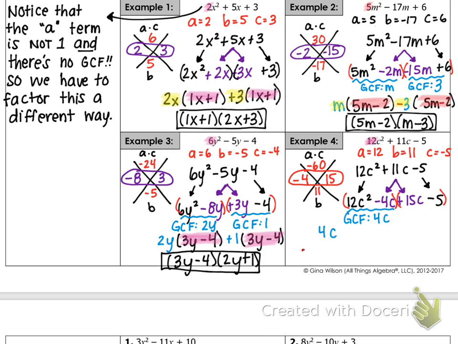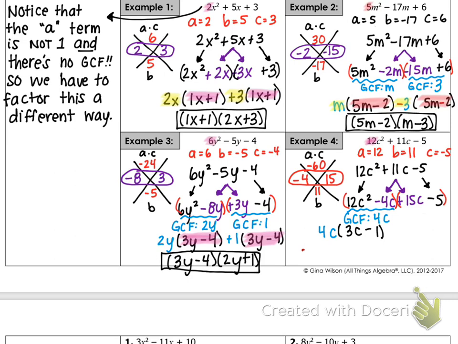So we're taking out a 4c, and what are we left with? 12 divided by 4 is 3. C squared divided by c is c. And then if I have this and I divide out that exact same thing, I'm just left with a 1. 4c divided by 4c is just 1.